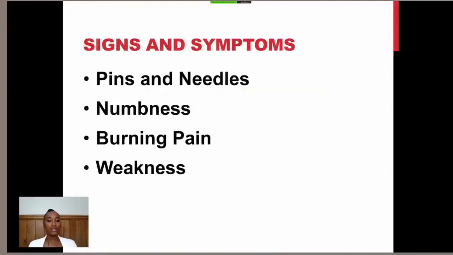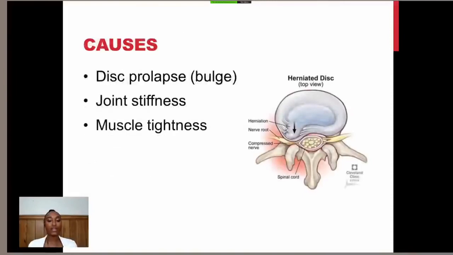So the signs and symptoms, so kind of said it already. So pins and needles, numbness, burning pain, and weakness. Those are the main symptoms that you see with nerve issues or nerve conditions. So the causes of radicular pain or another sort of nerve condition.